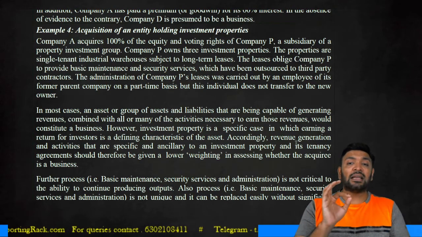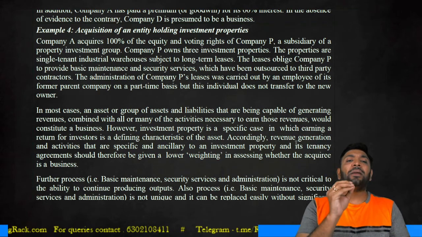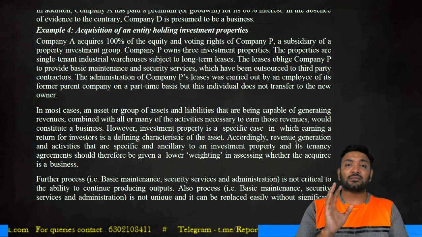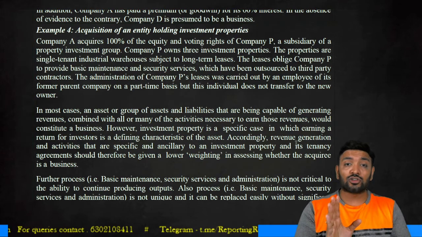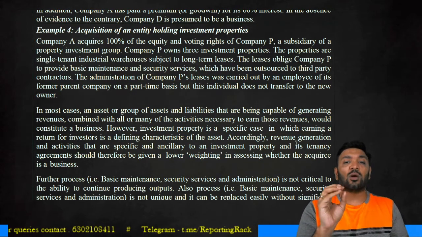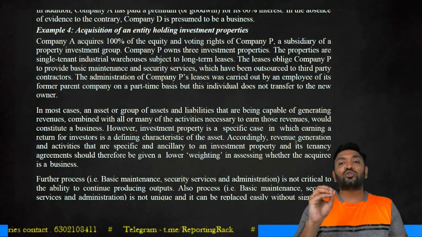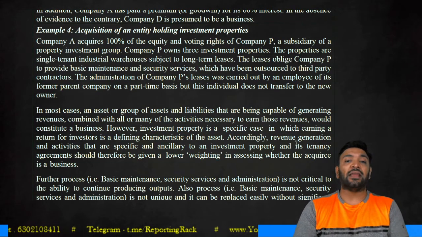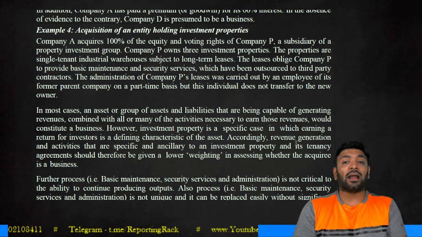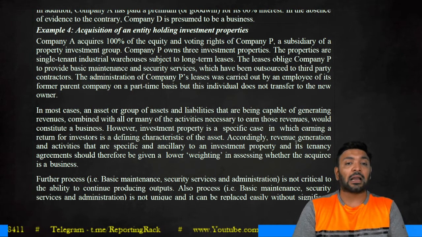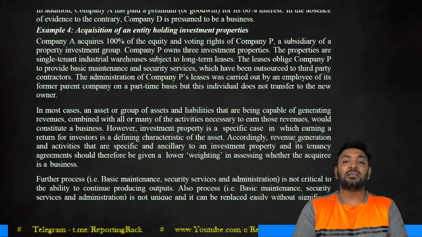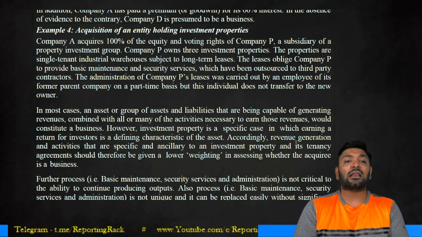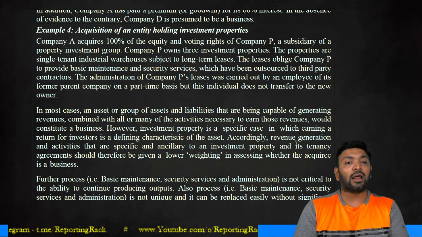The lease obliges company P to provide basic maintenance and security services. There are other activities also, but they are very basic in nature, which have been outsourced to a third party contractor. The administration of company P's leases was carried out by an employee of its former parent company on a part-time basis, but this individual did not transfer to the new owner.